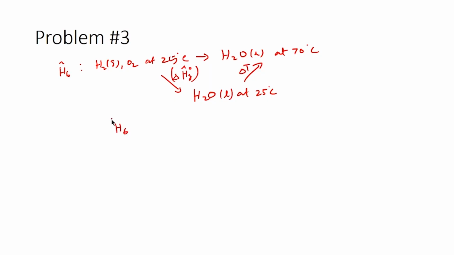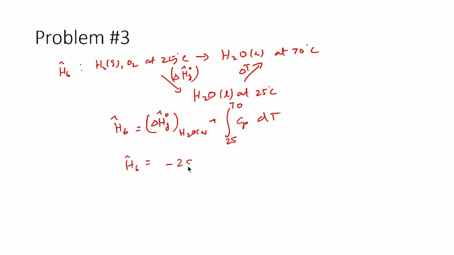So, your H6 cap would be equal to the standard heat of formation for water liquid plus integral Cp of water liquid dt, and the temperature is from 25 to 70. So, using the value for Cp for water, you would be able to get this value for H6 cap as minus 282.45 kilojoules per mole. So, the Cp for water would be 0.0754 kilojoules per mole degree Celsius. So, using that we have been able to calculate H6 cap.